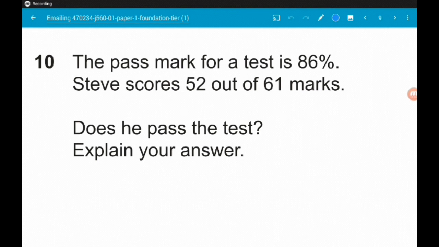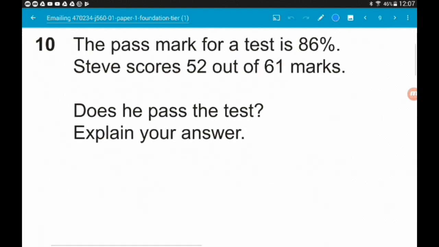Question 10. The pass mark for a test is 86%. Steve scores 52 out of 61. Does he pass the test? Explain your answer. So the way that I'm going to do this is find what percentage 52 is of 61.